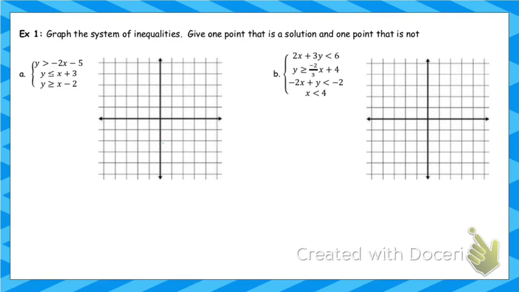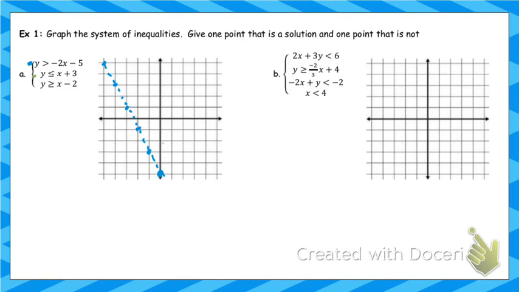The first one here, y is greater than negative 2x minus 5. So y-intercept of negative 5, slope of negative 2. Since it's y is greater than, it's going to be a dotted line. And I'm going to hold off on the shading for now. All right, so now let's do our second line.